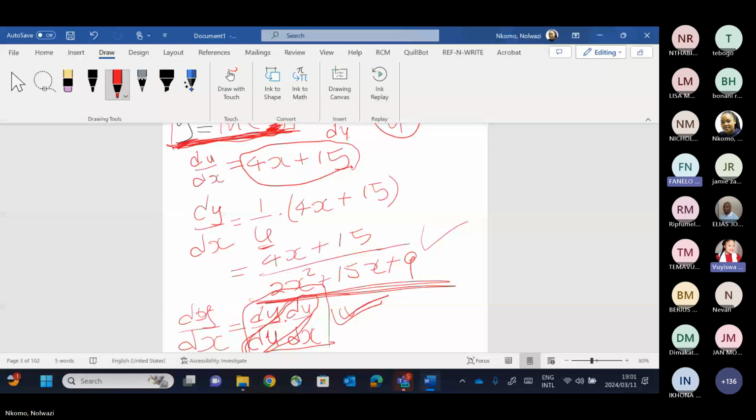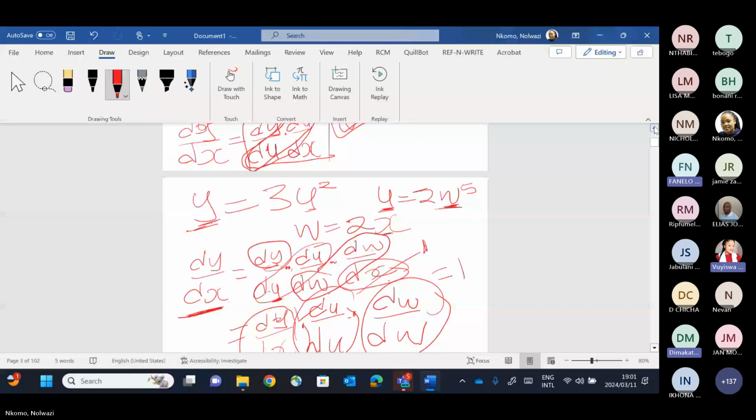Sorry, ma'am. Will I be wrong if I take it further and just divide by 2x? How many 2x are in 4x? Then I get 2x plus 15, and on my denominator, I get, let's say, x.